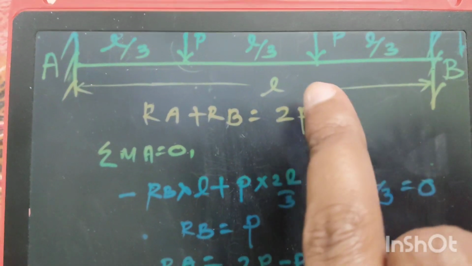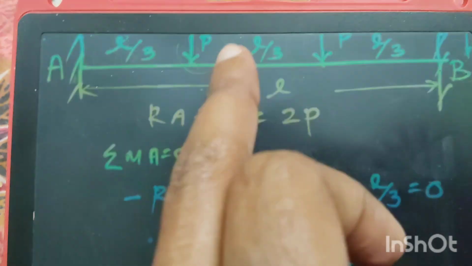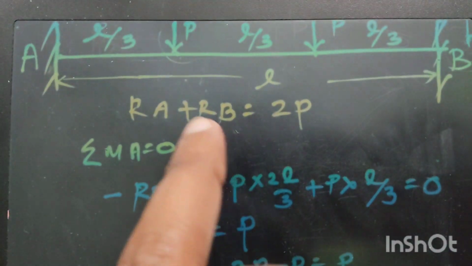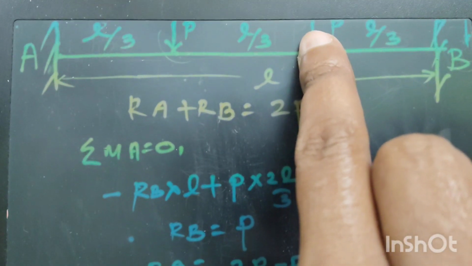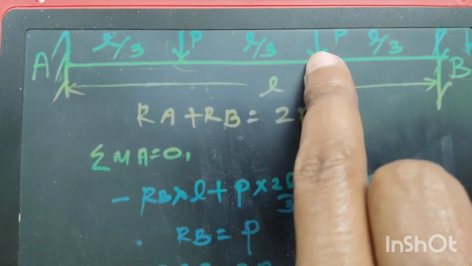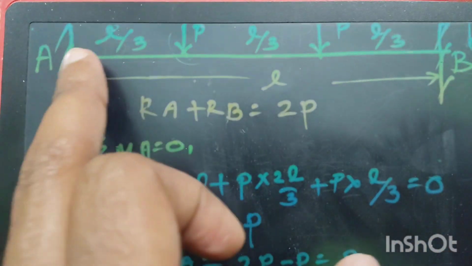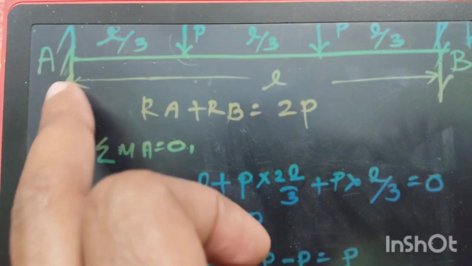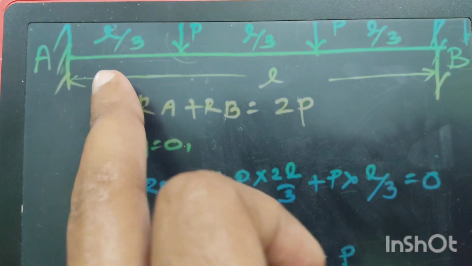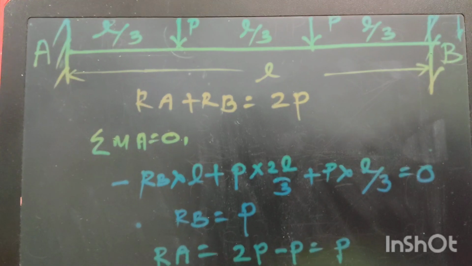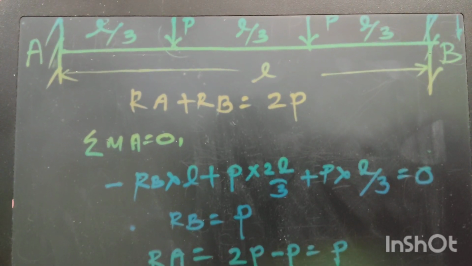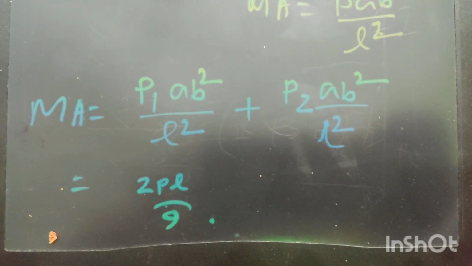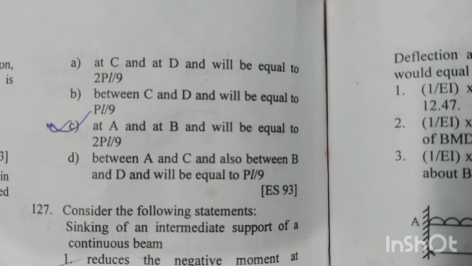L by 3 square by total length L square, plus, let's assume this load is absent. Now plus the moment at this point, which is equal to the load into this distance 2L by 3 into this distance L by 3 square by L square, the total length of the beam. After calculation, the value of the fixed end moment at A will be MA equal to 2PL by 9. Option C is the right answer.